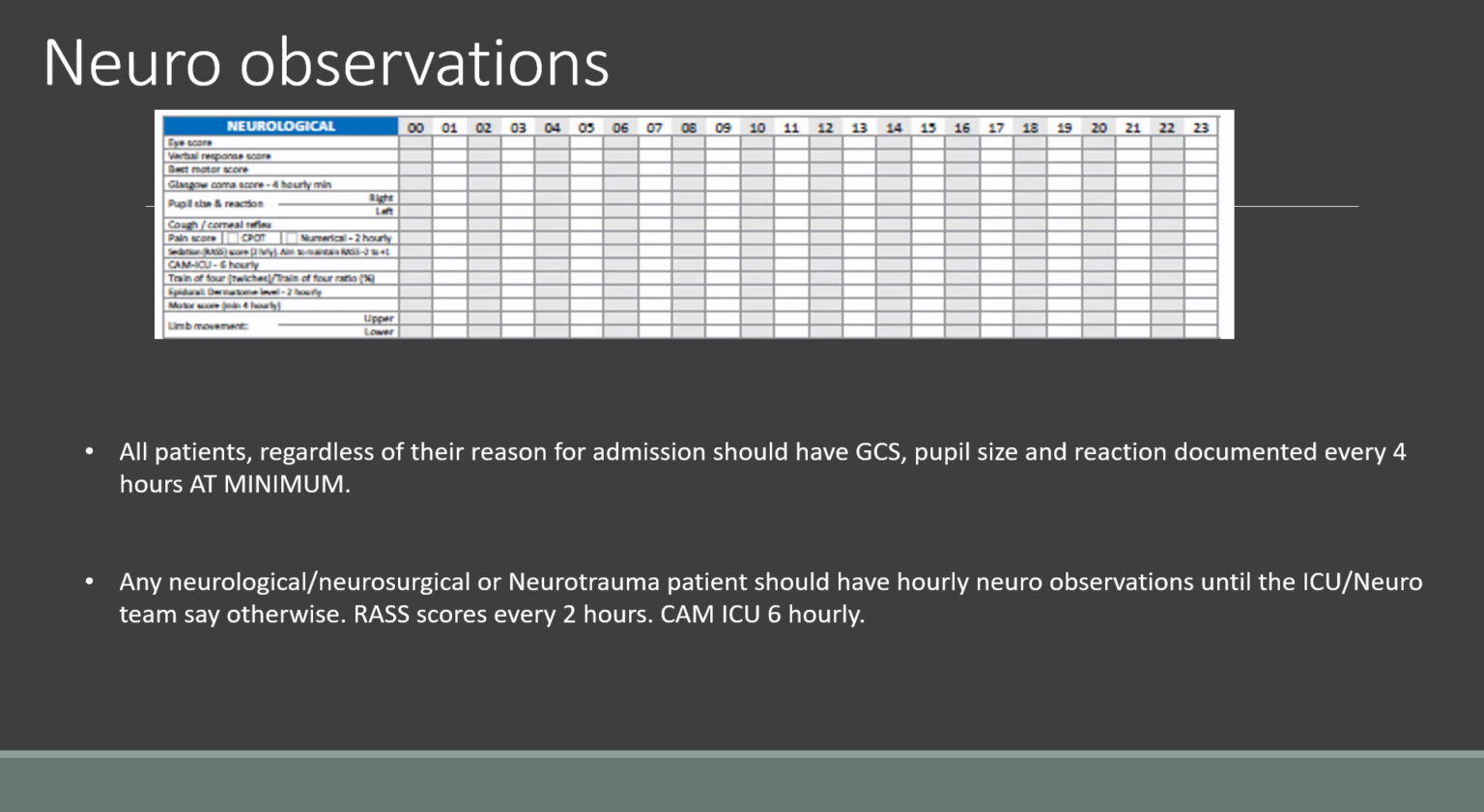those videos. All patients, regardless of their admission diagnosis, should have GCS, pupil size and reaction documented every 4 hours at minimum. If it's a particular neurological issue that they've come in with, neurosurgical or neurotrauma, they have hourly NeuroObs done, unless the ICU or the neuro team say otherwise. Like I said, with the RASS scores, we do every 2 hours, and CAM-ICU, we do every 6 hours.